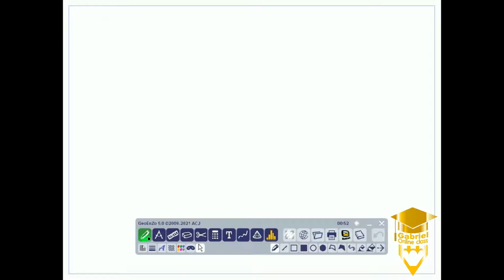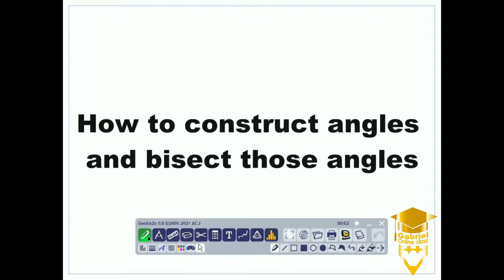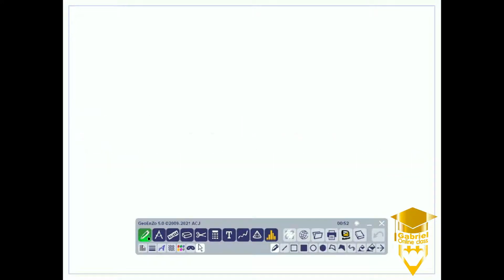But before we start constructing triangles, I'm going to teach how you can construct angles and bisect those angles. So we're going to be looking at the basic angles of construction.